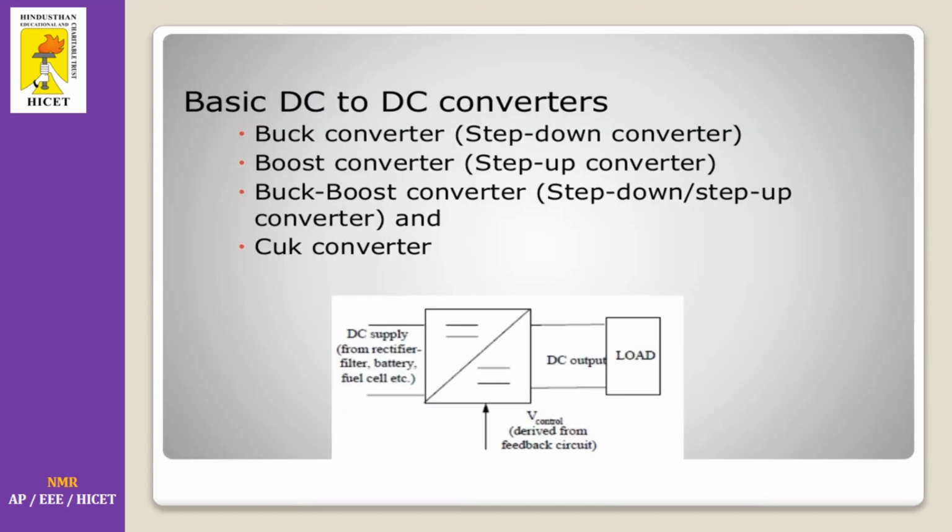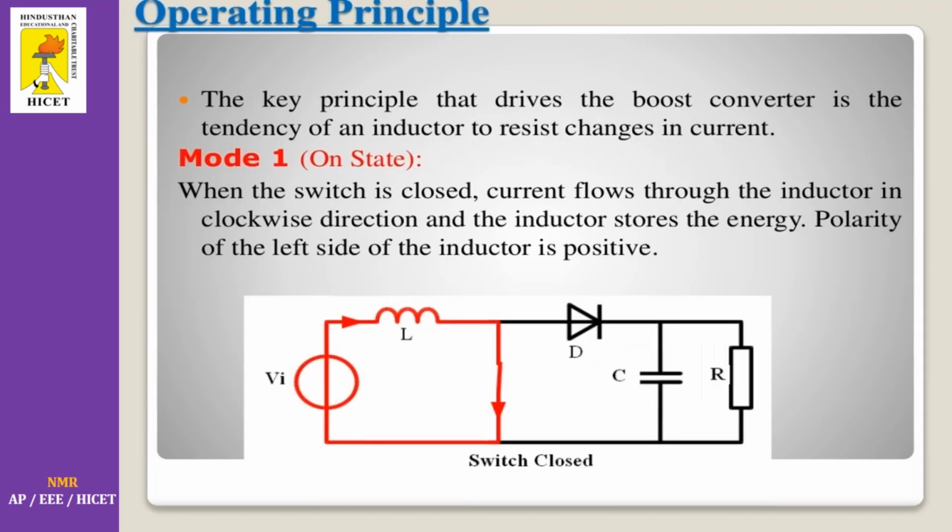In a buck converter or boost converter, we have two modes. The first one is on state operation. The second one is off state operation. It is simple. When the switch is on or closed, it is the on state. When the switch is off, that is open circuited, it is the off state. In this operating principle, we are going to discuss the boost converter first.